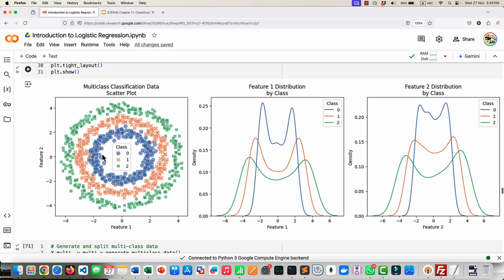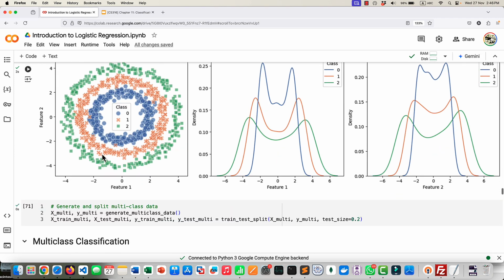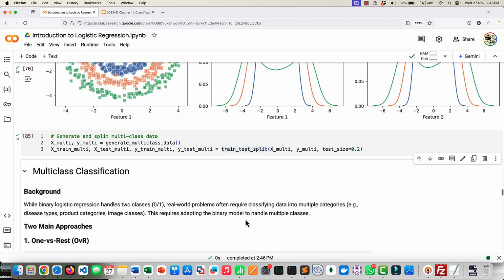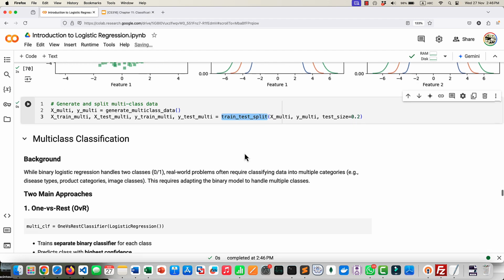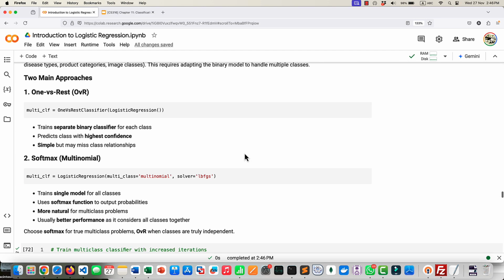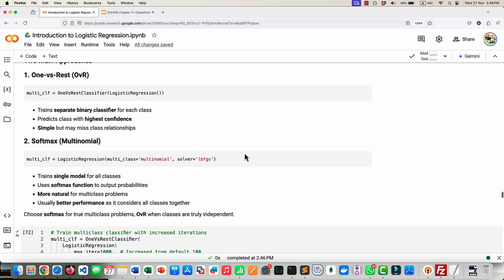But here, if we try logistic regression by itself, even if it is multiple classes, I can do the same for 2 classes and run logistic regression. It's not going to work easily, okay? But look at this one now. This is the distribution of data for the 3 different classes. Okay, so we will generate the multi-class data and then split it into training and testing data sets. And here we will train using 2 techniques. Both use logistic regression.